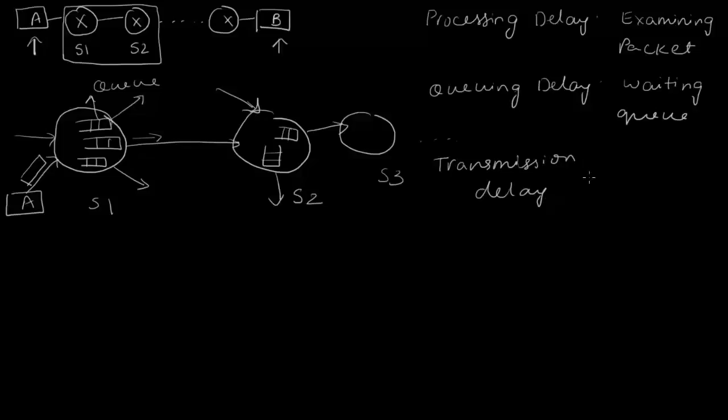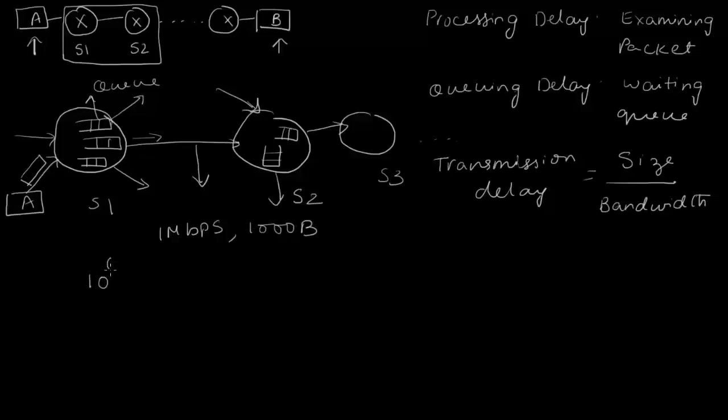Basically, this is a function of the packet size and the bandwidth of the link. What do I mean by this? Suppose you have a link, rather this link that we see here has a bandwidth of, let's say, 1 megabit per second, and the packet size that A has sent, let's say, is 1000 bytes. Now a 1 megabit per second link means it takes 1 second to send 10 to the power of 6 bits, which means to send 1000 bytes or 8000 bits, how much time does it take?